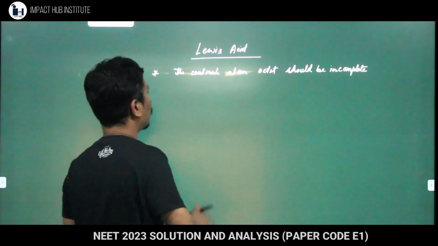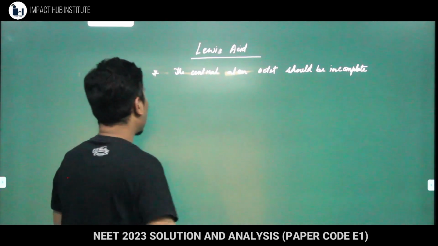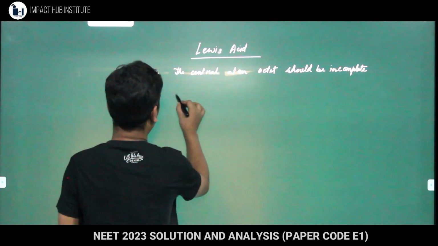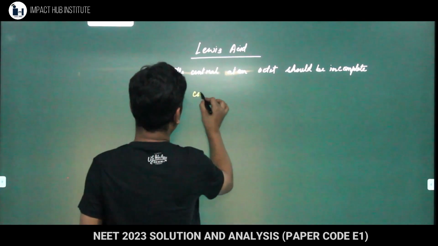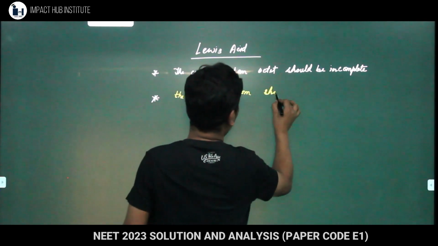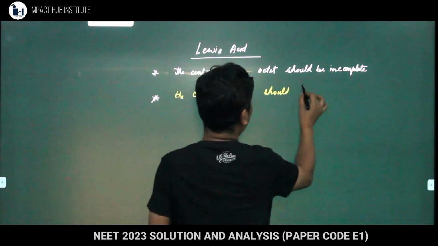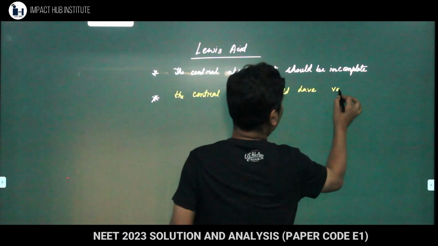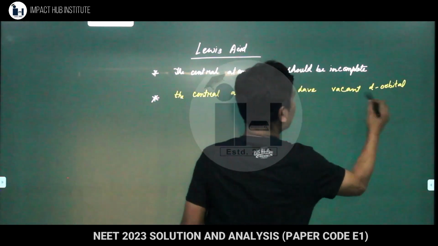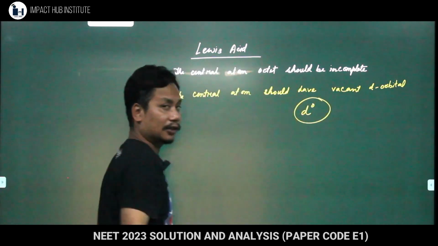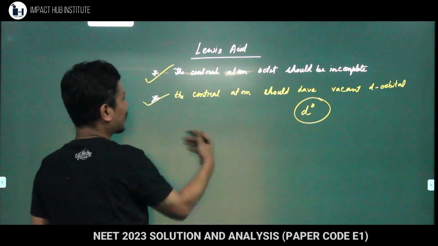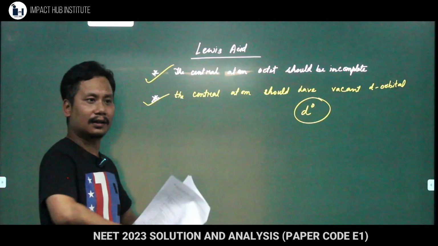The central atom's octet should be incomplete. Another condition is that the central atom should have a vacant d orbital. That means its d orbital will be vacant, that is 0 electrons. If any of these conditions is satisfied, then it will be your Lewis acid.